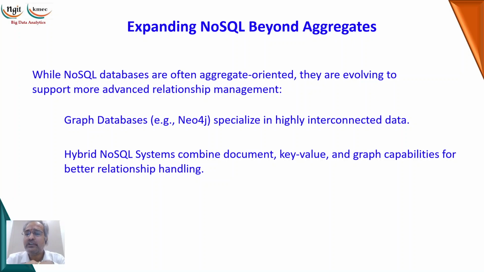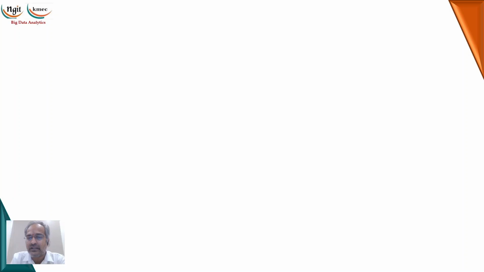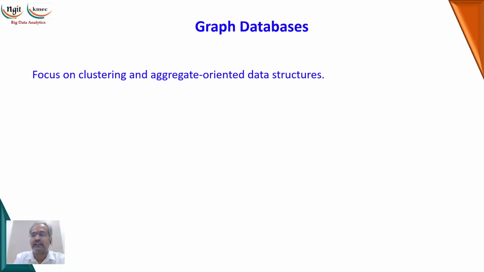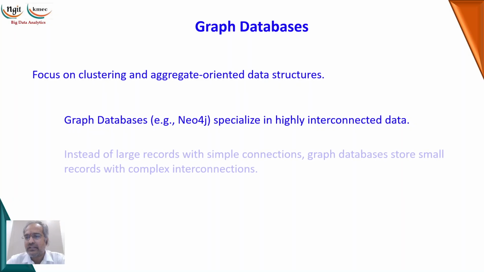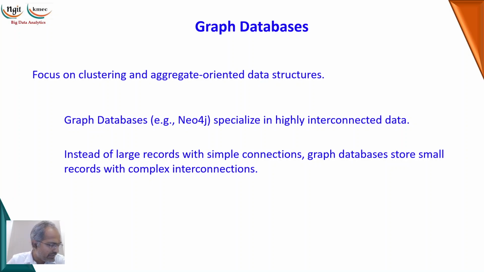And hybrid NoSQL systems will combine the document, key value, and graph capabilities, so that better relationship handling is available. So, graph databases. They will be specialized for interconnected data, and instead of large records with simple connections, graph databases will store small records with complex interconnections.